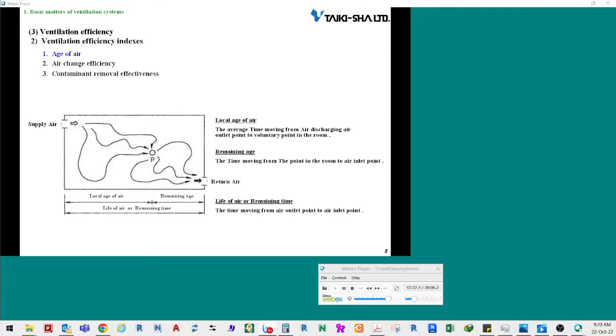The age of the local air means the average time it takes for the air to move from the outlet to an optional point, P, in the room. Residual life means the time it takes for the air to move from an optional point to the inlet. Lifetime or residence time means the time it takes for the air to move from the outlet to the inlet.